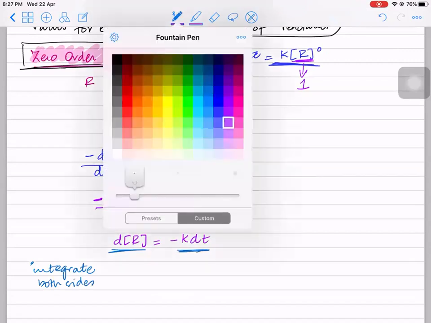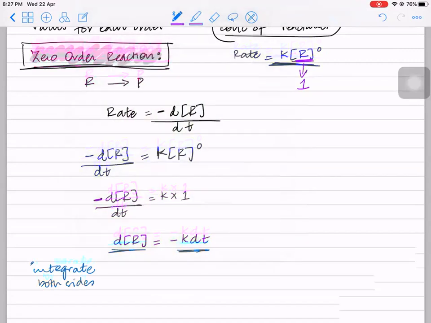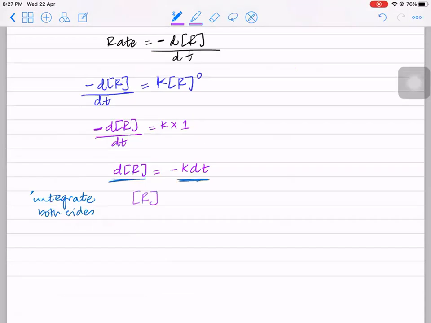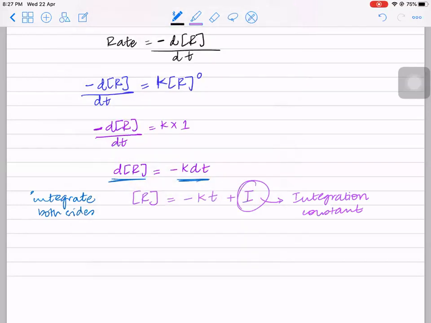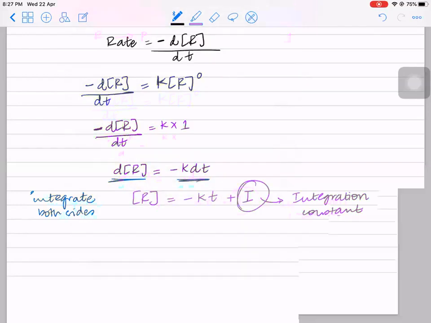And when you do that, what do you get? You get reactant concentration is equals to minus Kt, because you're integrating, plus I. What is this I? I is the integration constant, right? Now this guy must have a value. So how do we figure out the value of I? Okay, so far so good.